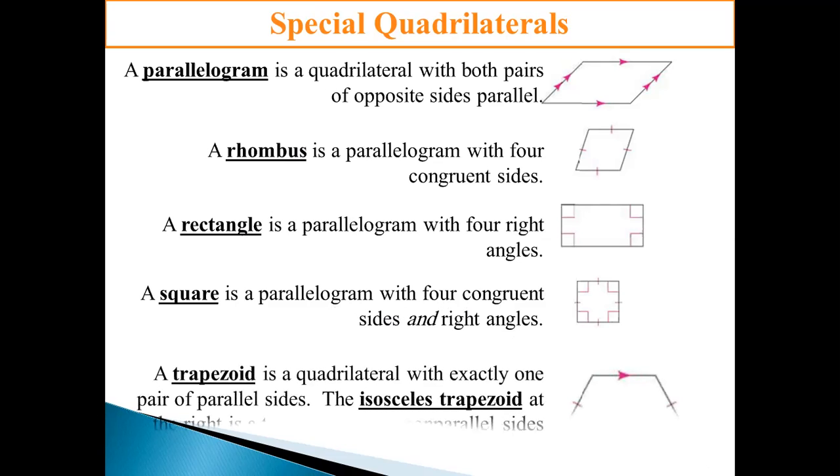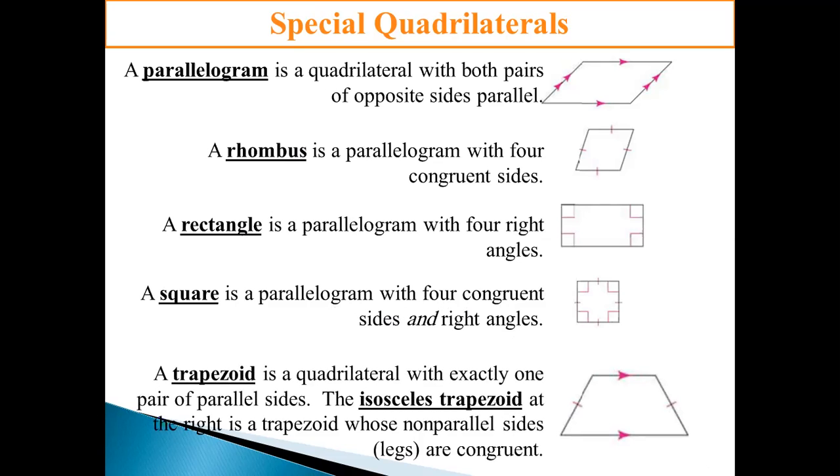The last one here is the trapezoid. A trapezoid here is a quadrilateral with exactly one pair of parallel sides. Okay, so I have here just one pair, but all of them have two pairs.